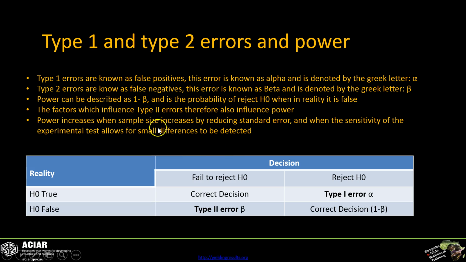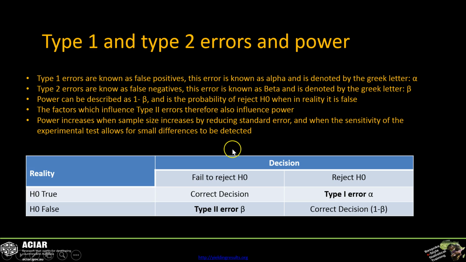Type 1 errors are known as false positives. This error is known as alpha and is denoted by the Greek letter alpha. Type 2 errors are known as false negatives, and this is known as beta, the Greek letter beta. Power can be described as 1 minus beta, and this is the probability of rejecting the null hypothesis when in reality it is false. The factors which influence type 2 errors therefore also influence power. Power increases when sample size increases, because this reduces the standard error, and when the sensitivity of the experimental test allows for small differences to be detected.